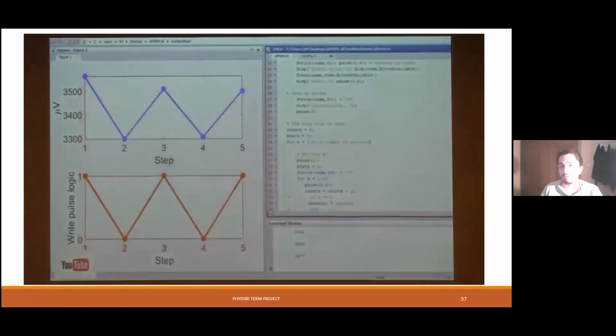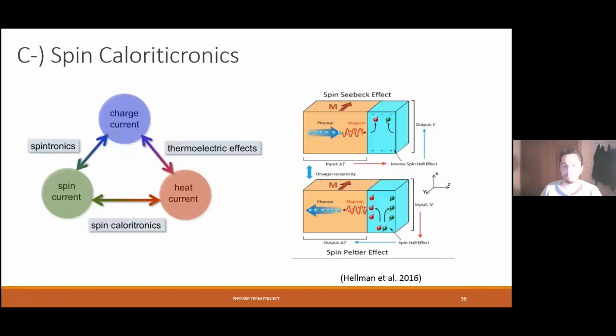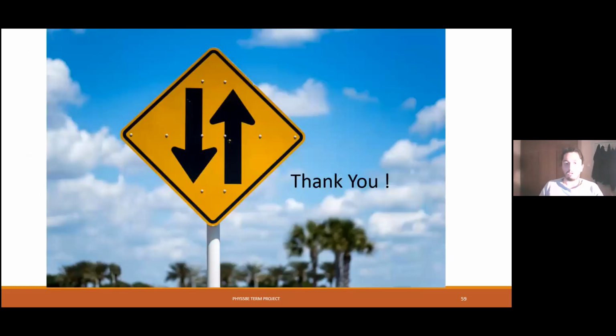That makes current switching of antiferromagnetic materials possible. And at the end, spin caloritronics is a field that achieves spin current by a change in temperature, a temperature gradient, and injects these electrons by spin and inverse spin Hall effect. So this was all about it. Thank you. I hope you learned something from the presentation.